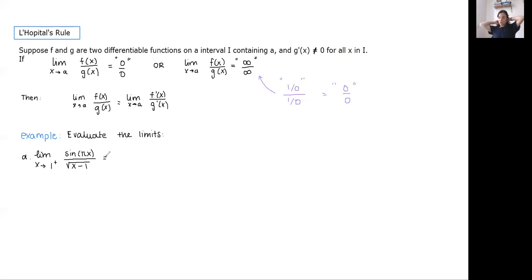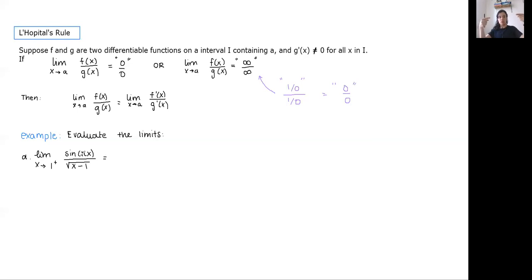So a couple of things before I let you try this problem. The first thing that I want to ask you is, what does it mean, this 1 plus over here? What does 1 plus here signify? It's the limit coming from the right. Limit coming from the right, which means limit coming from values of x that are what? Greater to lower. So they're greater than 1 and they're approaching 1.